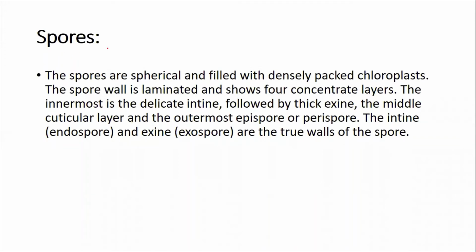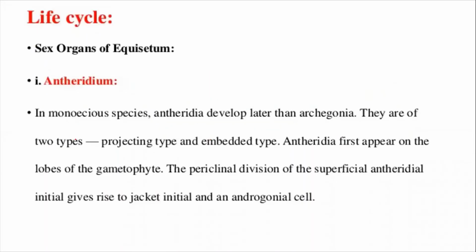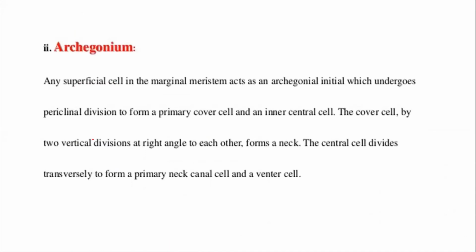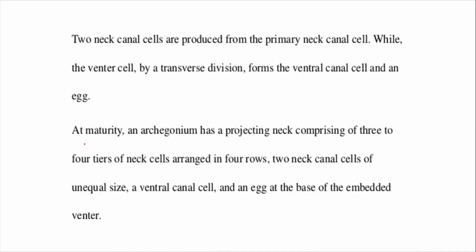Now, when we talk regarding the spores, these spores are spherical in shape and consist of chloroplasts, and they are surrounded by thick layers, the outer thick exine and the innermost intine, and also a middle cuticular layer which is made up of cuticle. Generally the exine and intine, which we call the exospore and the endospore, are the true walls of the spore. So let me complete this, then we'll go for the life cycle.